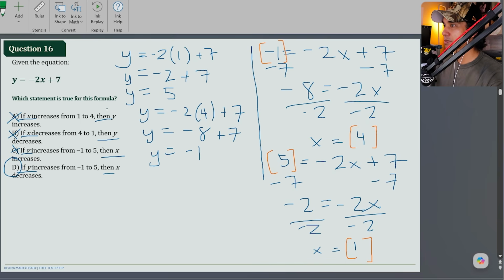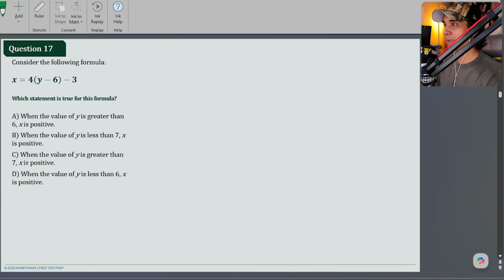All I did was plug in the numbers and then observe what happened to the other variable. That's all this is testing. This takes a little bit of time, but the more reps you do, the faster you will get at it, and you will be able to answer this question with haste. Perfect. You are tracking.